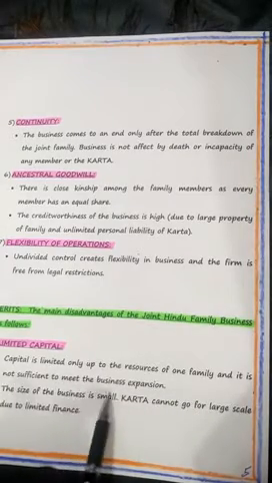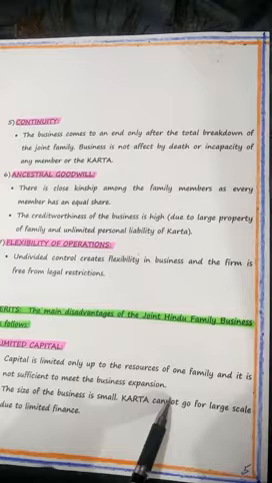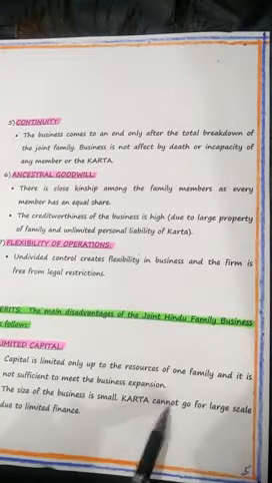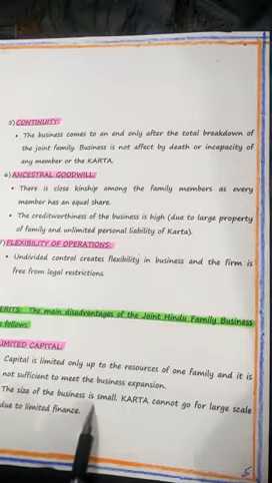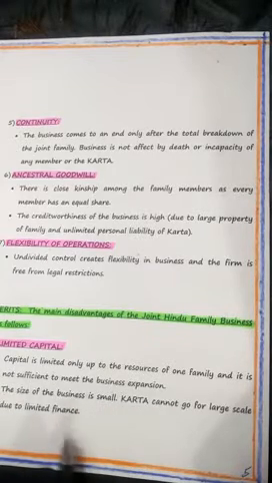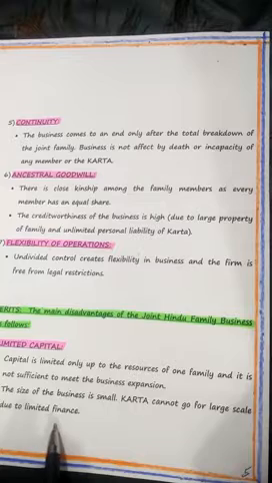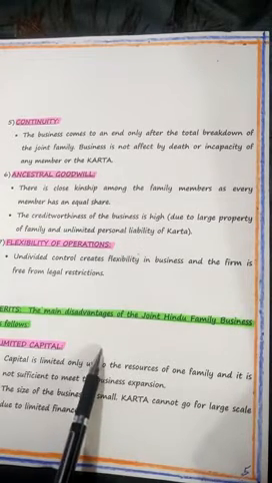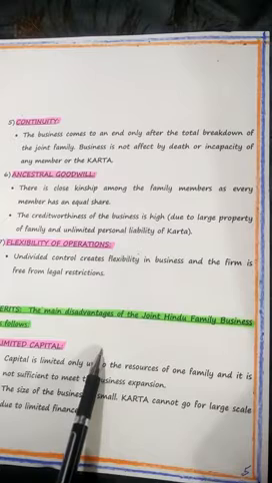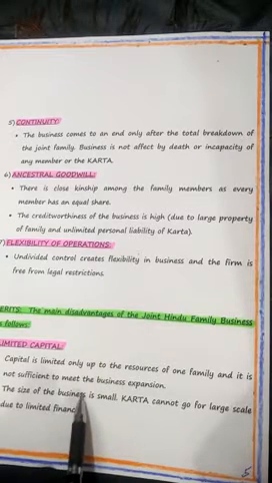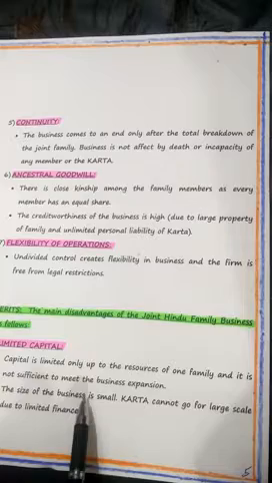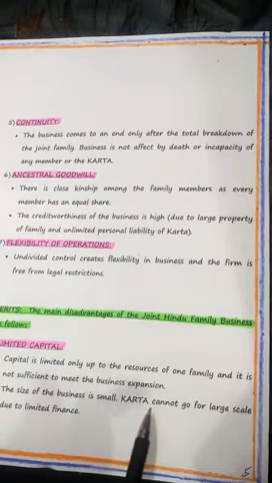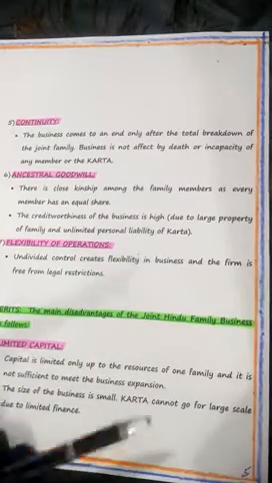Capital is brought through gifts or inheritance, that is, hereditary or inherited property. The size of business is small. Karta cannot go for large scale due to limited finance. So we must understand this, children. 2 points I added for you. Chances of expansion of business are very low as there is limited scope for business, and capital is brought through gifts or inherited property. So that is the main cause of limited capital.